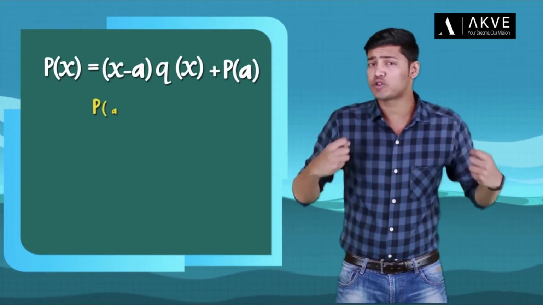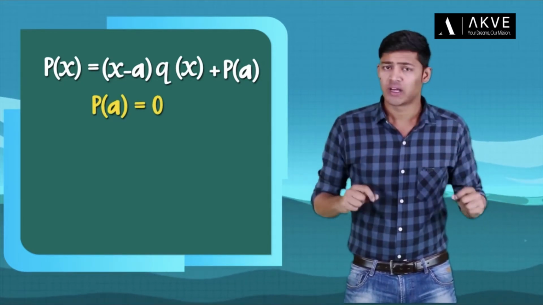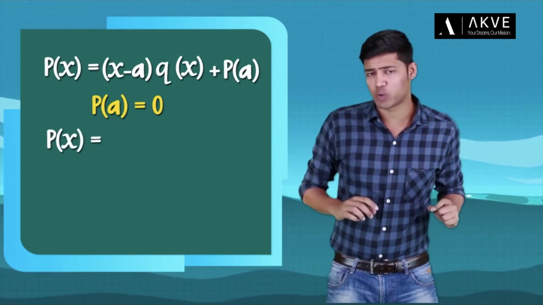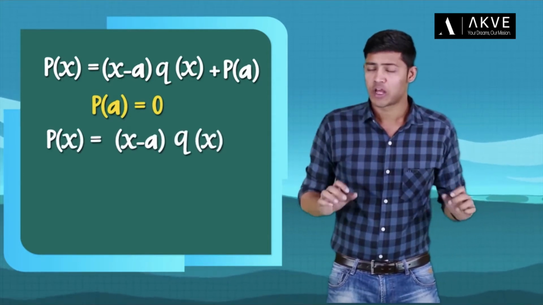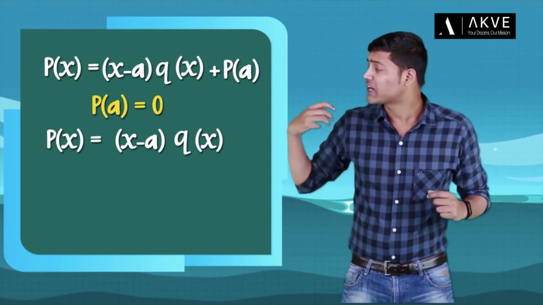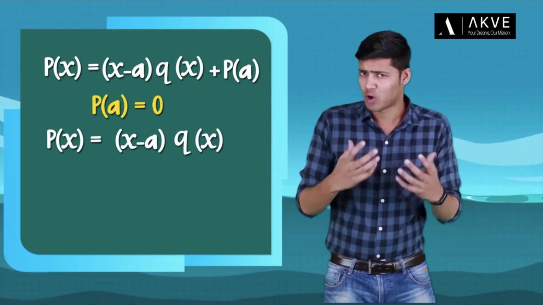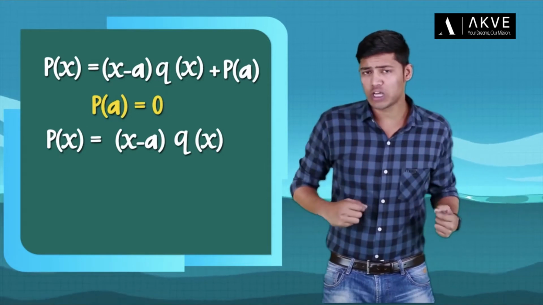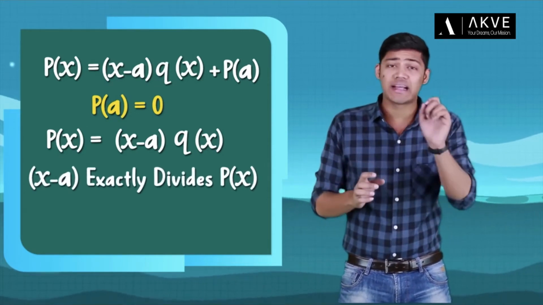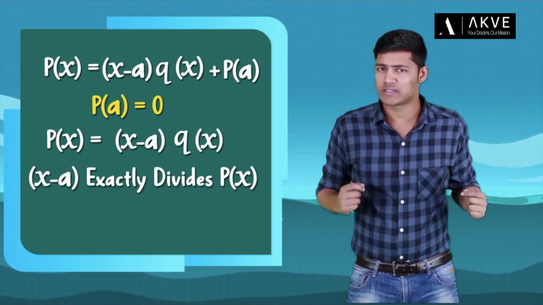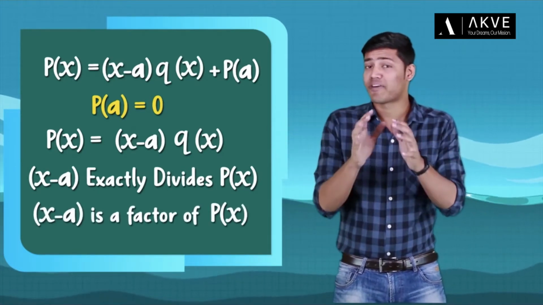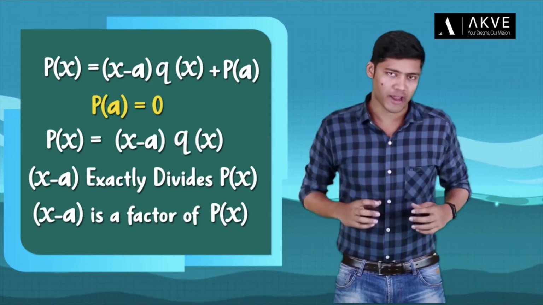Now, if we suppose p of a is equal to 0, then p of x will be equal to x minus a multiplied by q of x. So we can conclude that when the remainder is equal to 0, or p of a is equal to 0, x minus a exactly divides the polynomial p of x. In other words, x minus a is a factor of the polynomial p of x.